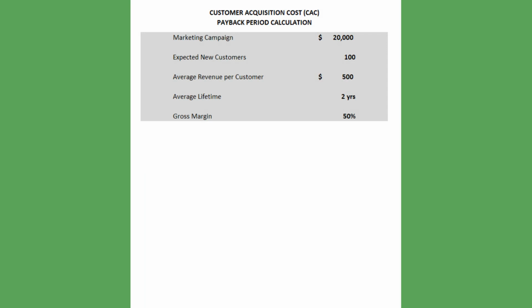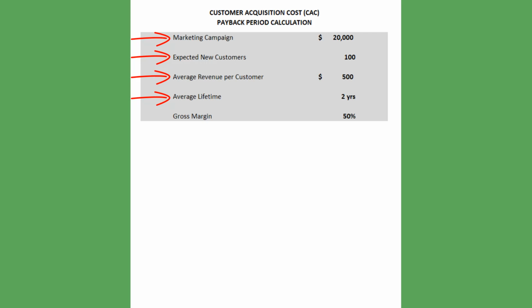Now, let's go into an example on how this calculation actually works. Let's assume we have a software company, and we'll call them ABC. And management of ABC company has determined they want to do a targeted marketing campaign. Right now, they estimate that the campaign will cost about $20,000 and is expected to generate about 100 new customers. Average revenue per customer is about $500 per year, and currently the average customer lifetime is going to be 2 years.